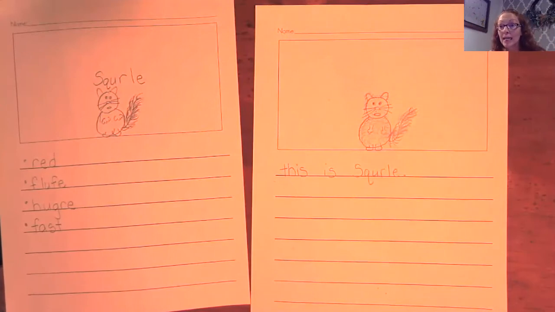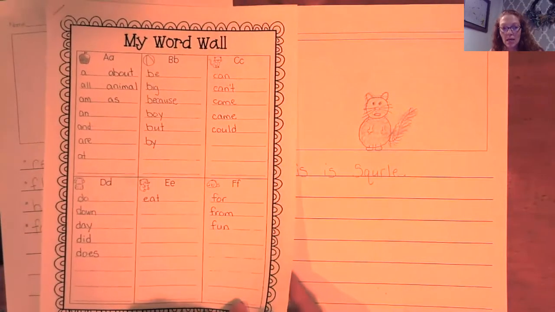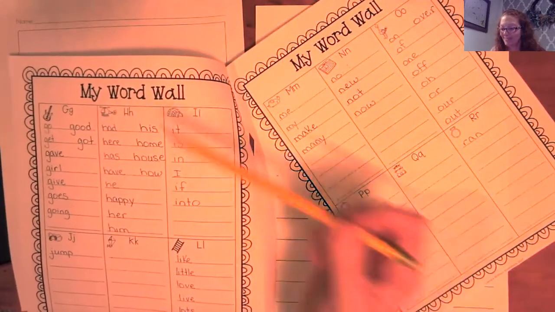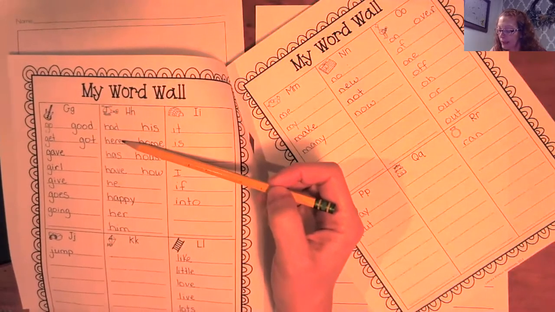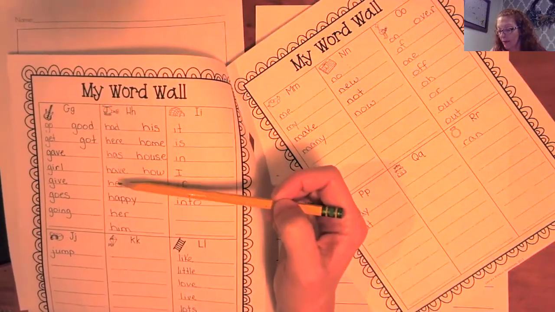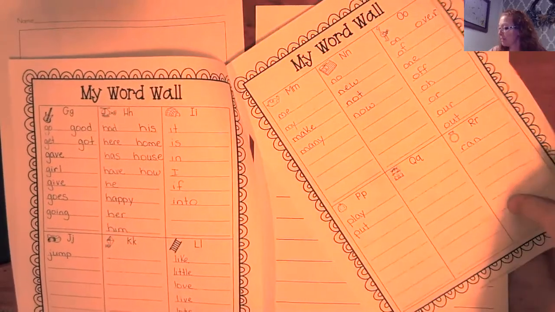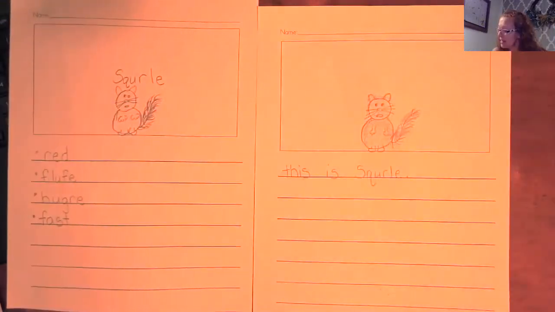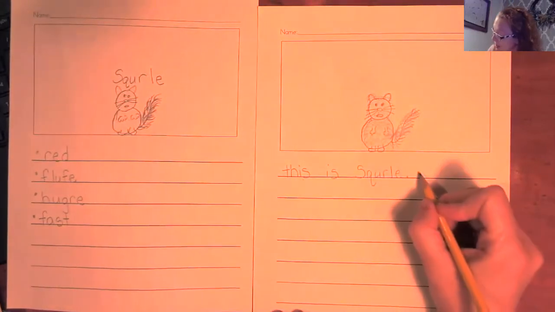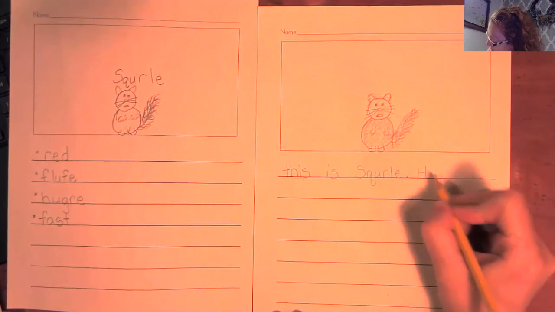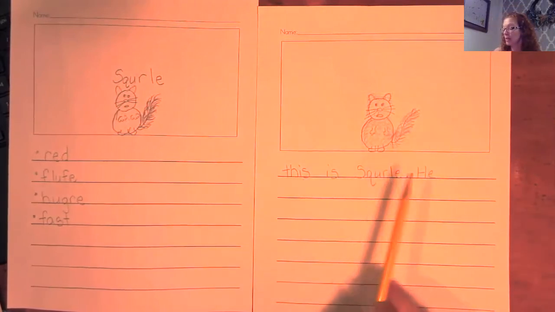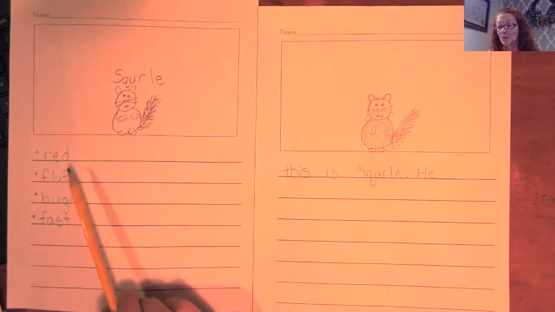He. E. I can hear two sounds, but because I know it's a power word, I'm going to check just to make sure. He. What's it start with? H. Had. Here. Has. Have. He. Nice job. He. H-E. Every sentence starts with a capital. He. This is Squirrely. He. What could I use?